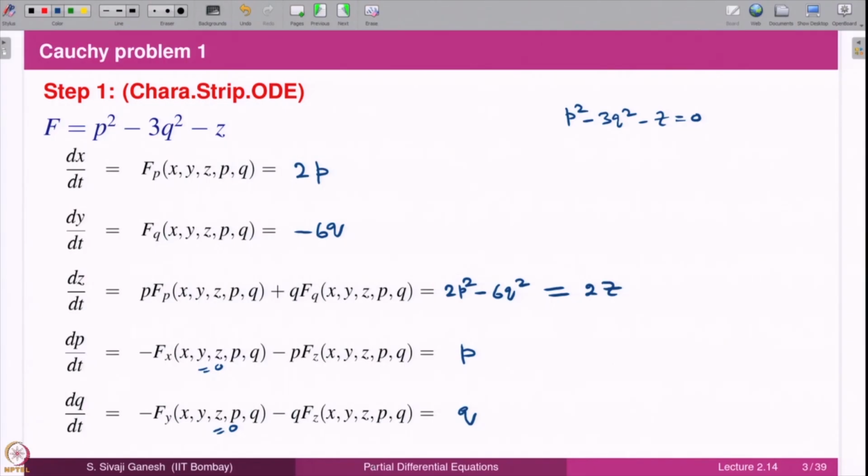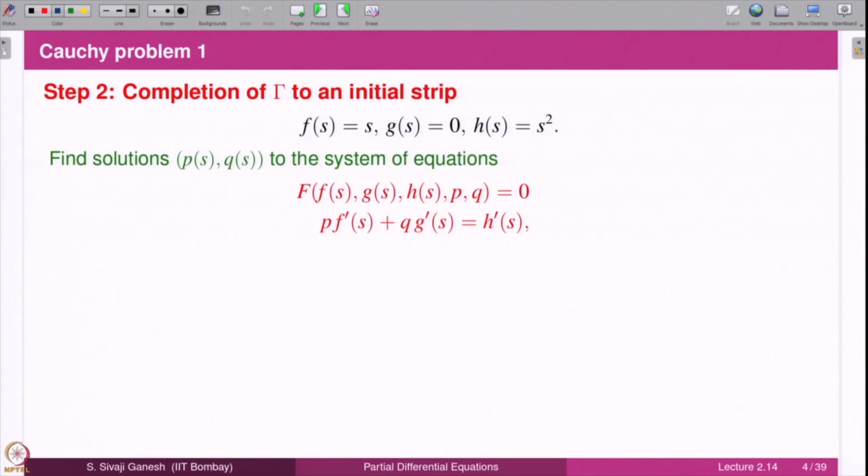Now, we have to solve this characteristic strip ODE with some initial data, but as you know the Cauchy data gives us only initial conditions for x, y, z. We need to find them for p and q, and that is what is called finding an initial strip, or completion of gamma to an initial strip. Gamma is given here, and then we need to find p(s), q(s) as solutions to this system. Often it is the case that the second equation gives us information more quickly, because the first equation is generally a nonlinear function, and in the second one most of the time, because of the nature of the f and g that we choose, one of them is 0. For example, f prime, g prime: in this example g prime is 0. Let us see what that means.